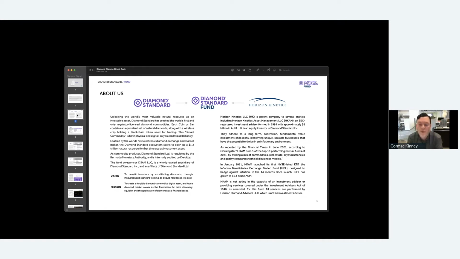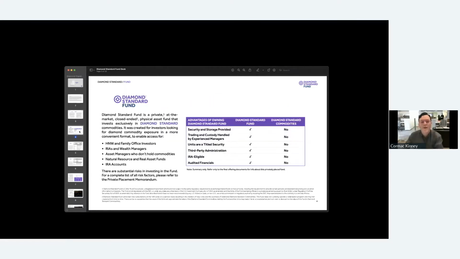Most recently, they launched an ETF on the New York Stock Exchange last year, and they've raised about $1.4 billion for that fund, which is designed to protect against inflation by investing in companies that often do well in periods of inflation. So they're the co-sponsor of the Diamond Standard Fund.